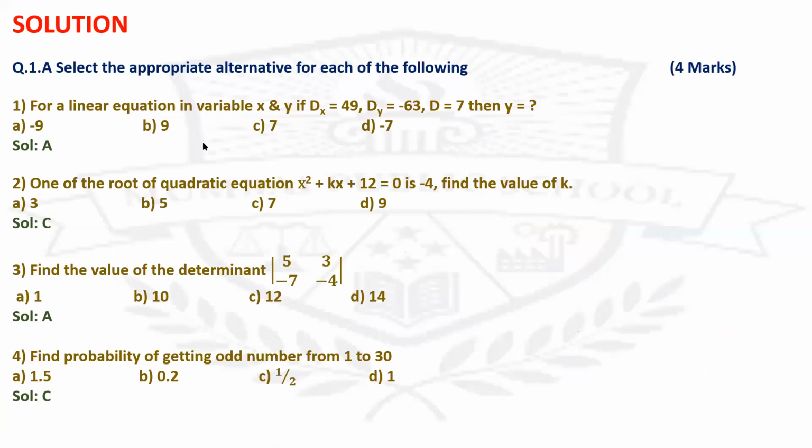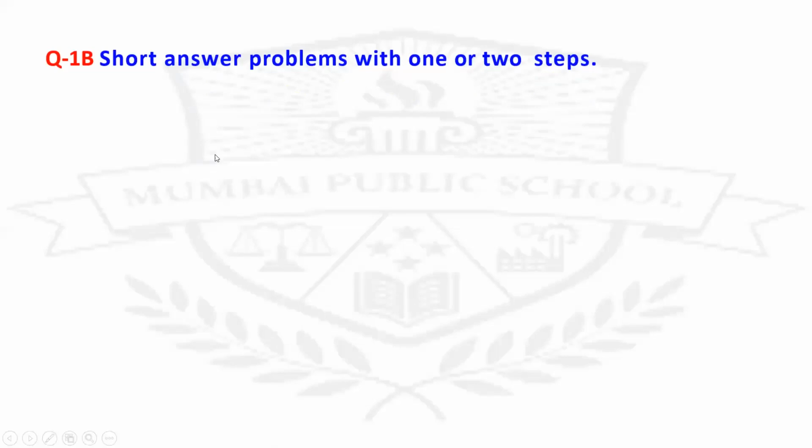Question 1A: MCQ questions. You've got 4 options, probable answers, out of that 1 is correct. And here you don't have any option. All the questions here in question 1A are compulsory. Now, question number 1B.